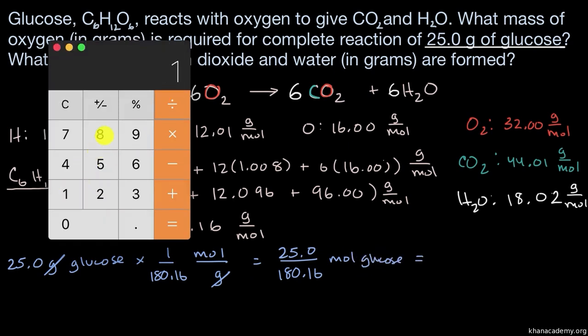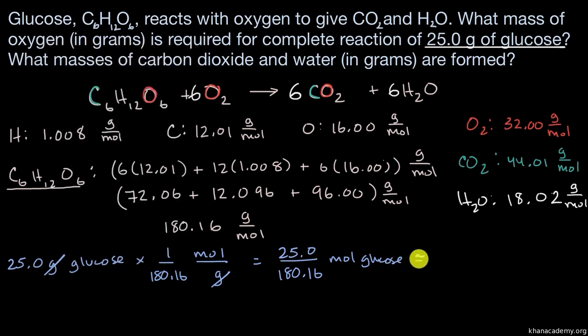25 divided by 180.16 is equal to this. And let's see, I have 3 significant figures divided by 5 significant figures. So I'm going to round to 3 significant figures. So 0.139. So this is approximately equal to 0.139 mole of glucose.